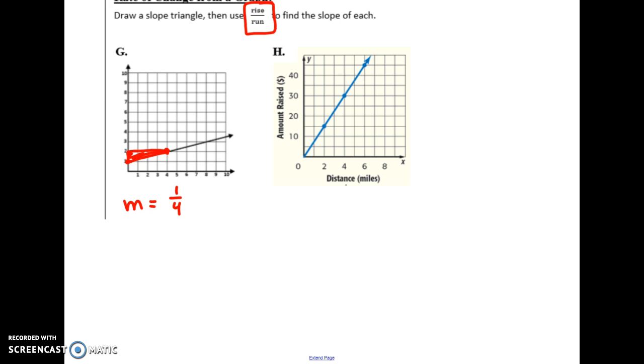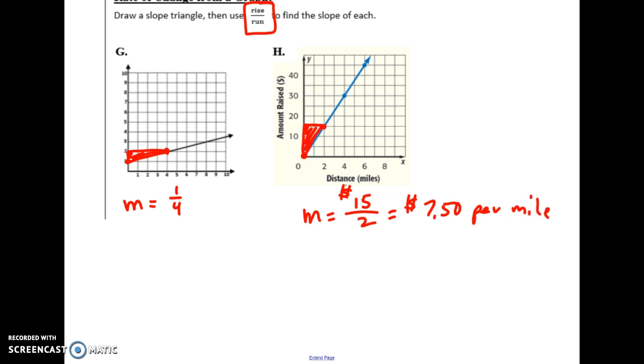How about this one? This one gave us a nice point right there, so I'm going to use it. Now, I can count boxes. That's up 3 over 2. But is it really $3 for 2 miles, according to the labeling? No. What did they do to their scale over here? Yeah, they kind of went by tens every other. So if I go up 3 boxes, that really means 5, 10, 15 is my rise, and 2 miles. So how much is it per mile? 15 for 2 miles. So that means if I reduce, I get $7.50 per mile.